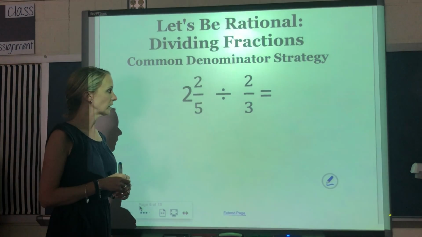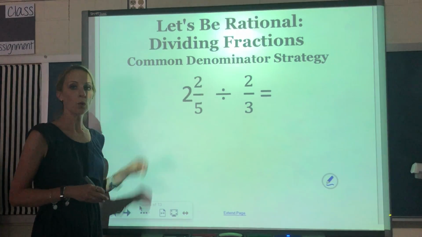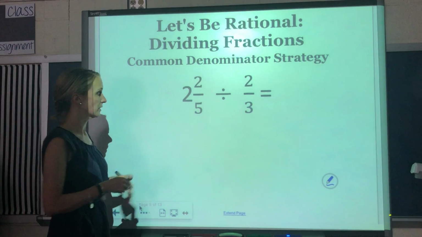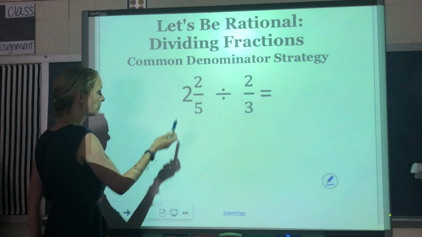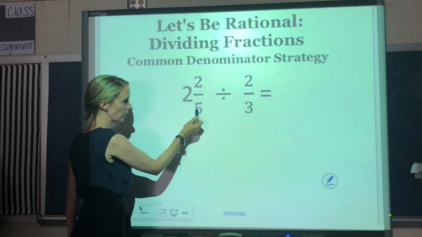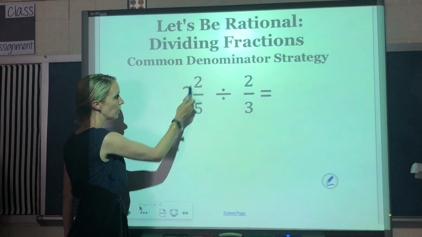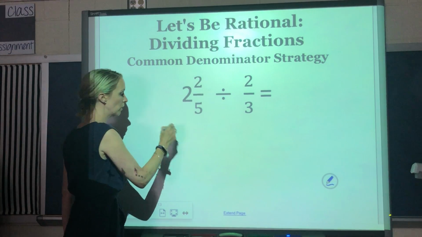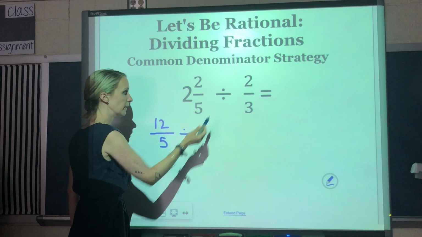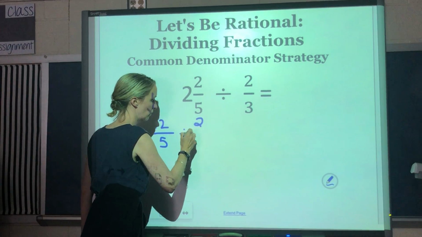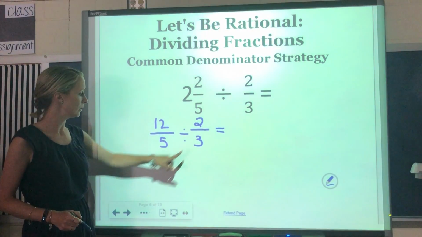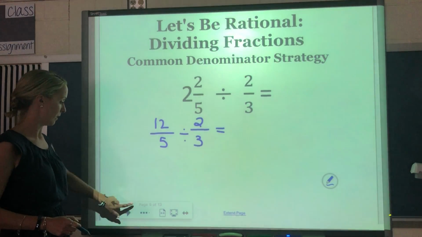So the very first thing we want to do is, instead of dealing with a mixed number, we want to turn this into an improper fraction so that we can know how many fifths we are dealing with to begin with. So I know I have 2 wholes, so 2 wholes split into fifths would be 10 fifths, plus I have these 2 more fifths for a total of 12 fifths. And here I already have this as a fraction, so I'm going to keep it 2/3. So now I want to know how many groups of 2/3 fit into 12 fifths.